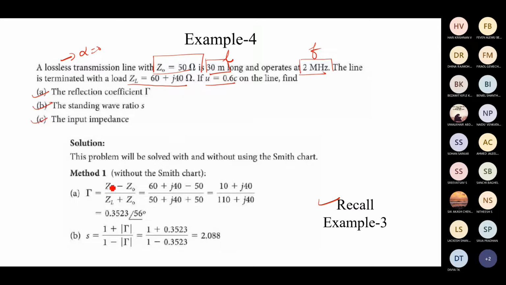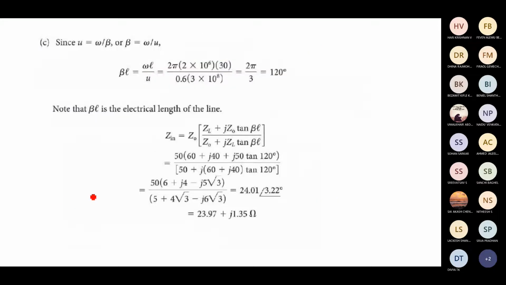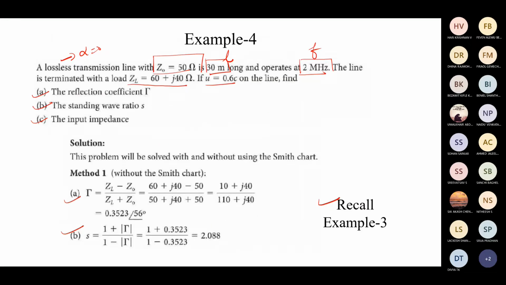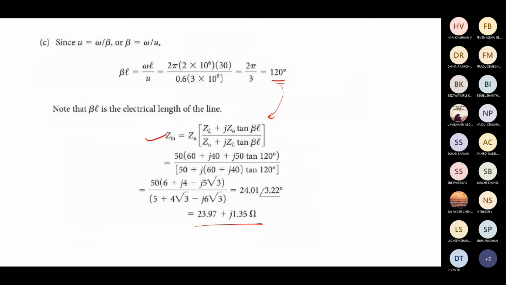We used the very basic equation method. We calculated the reflection coefficient and standing wave ratio using these fundamental equations, and also calculated the input impedance using this. Beta L is calculated using omega L by U. So we got 120 degrees, substituted it here, and overall calculated this input impedance. This is the basic method, but the same method can be tried with the Smith chart. So how to do that?